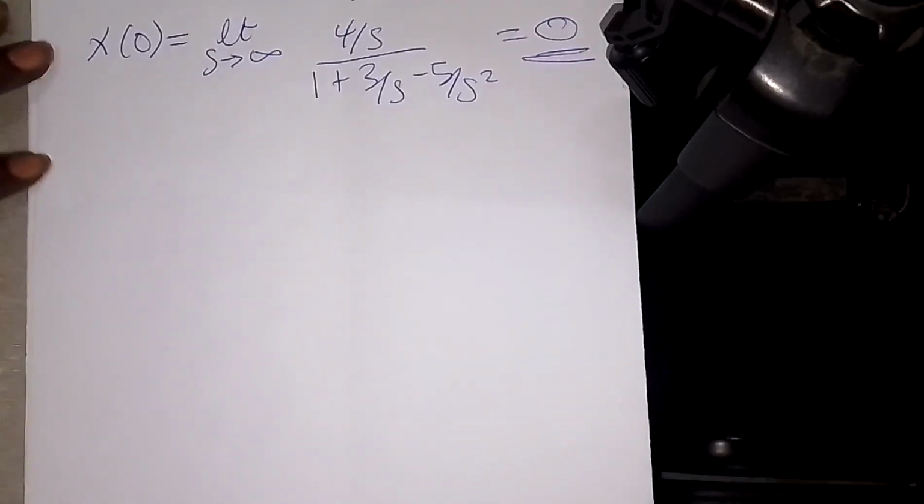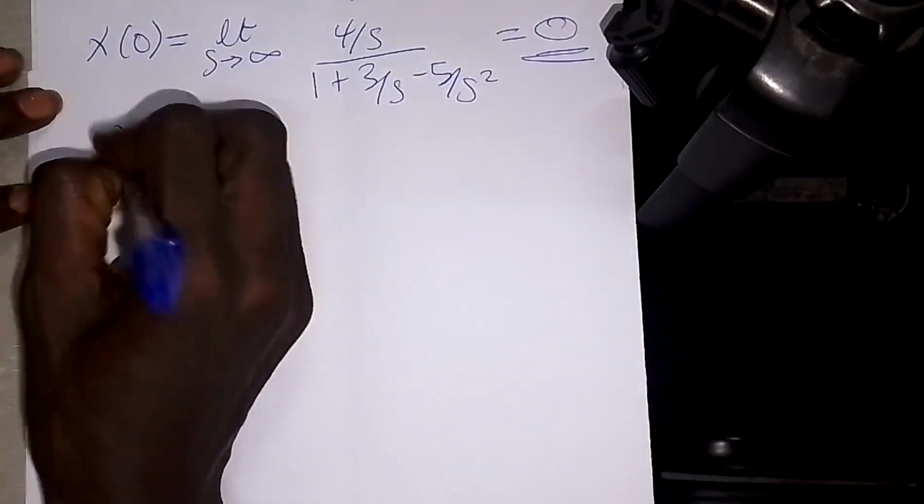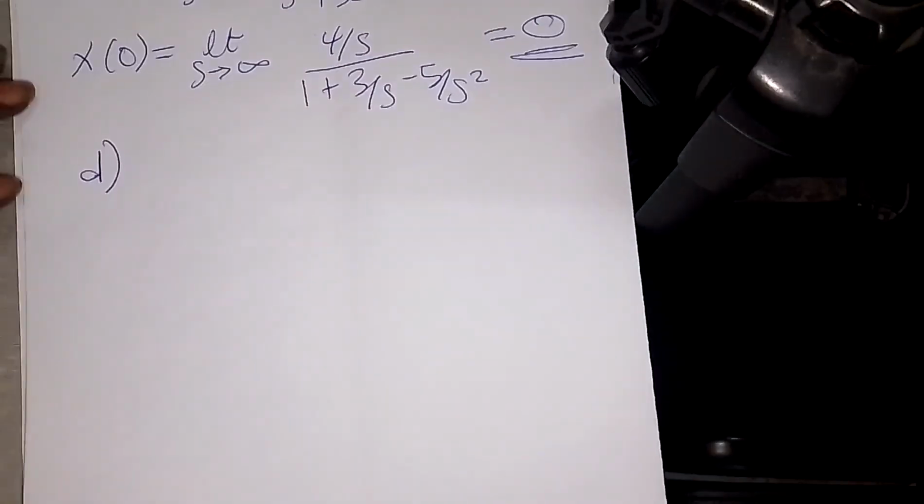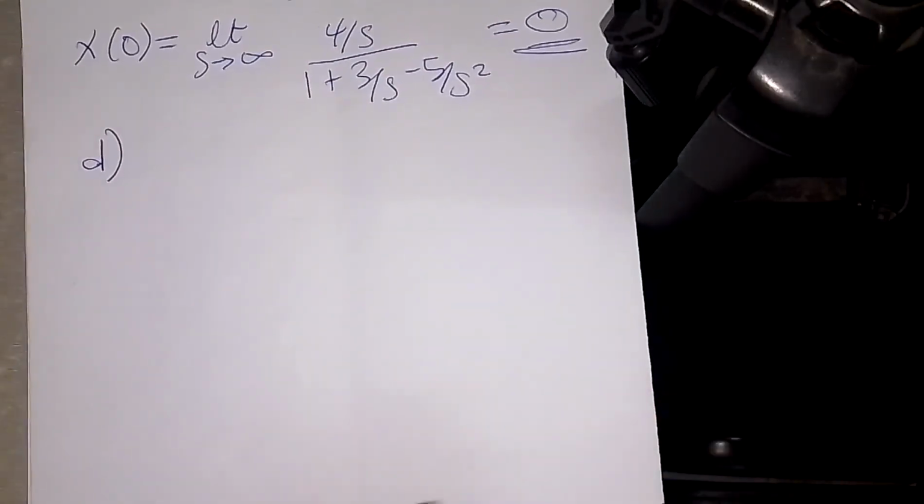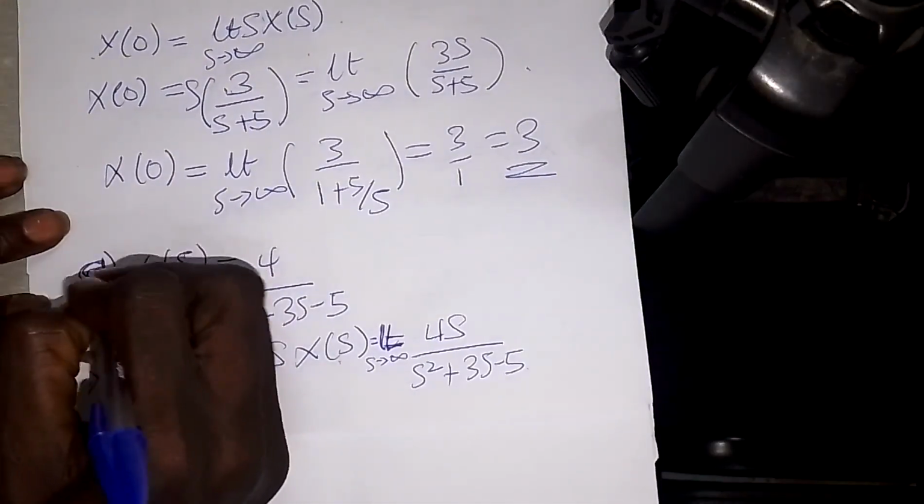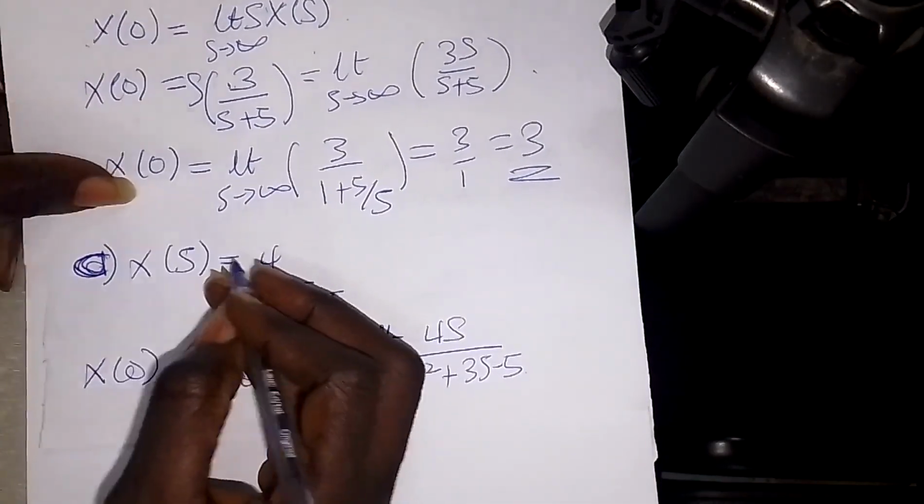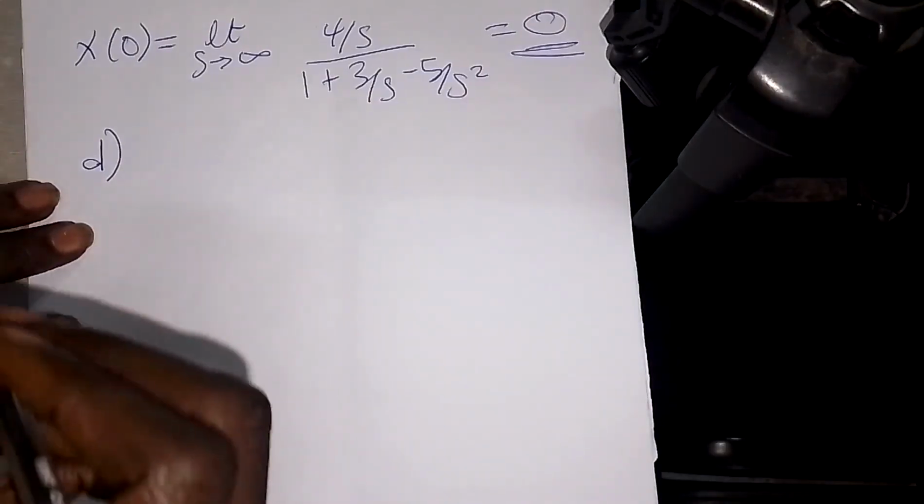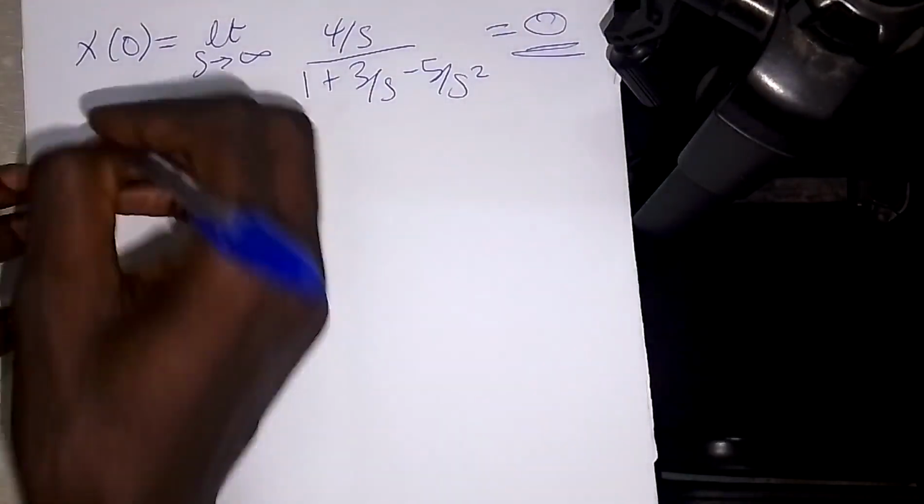Now let's go to the last question of this session, which is D. I think the last one should have been C. Did I write D there? It should have been C. Sorry, please, it should have been C. Alright, so C. Now the next one is D.